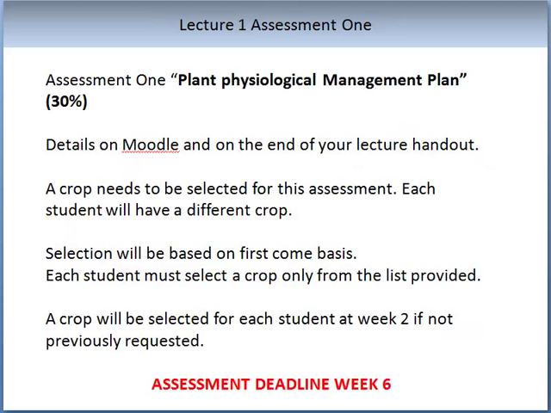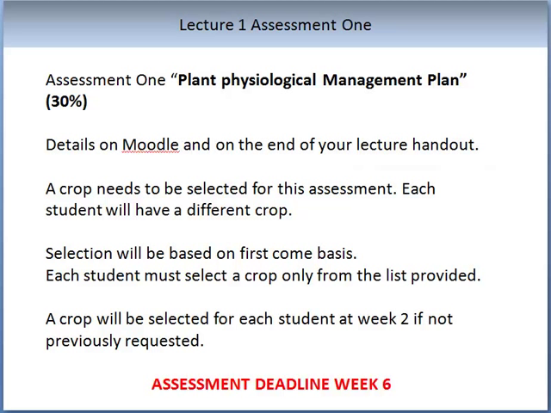The Assessment 1 Plant Physiological Management Plan is worth 30%. All the details for this assessment are now on Moodle. You will see these details with the lecture handout. Please note, importantly, a crop needs to be selected for this assessment in order for you to complete it. Each student will have a different crop.